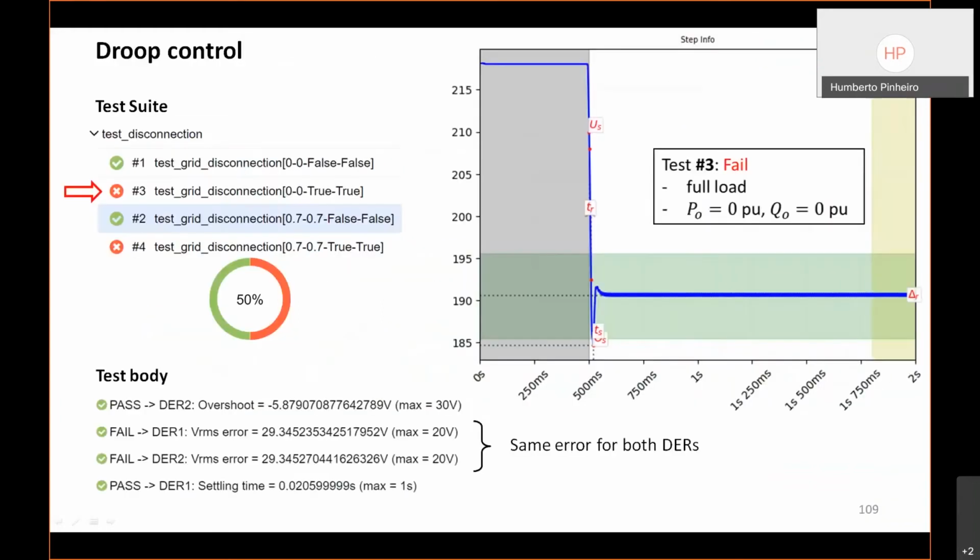Okay, so once you do that for the droop control, what happened here is that the test revealed that it fails in test number 3.